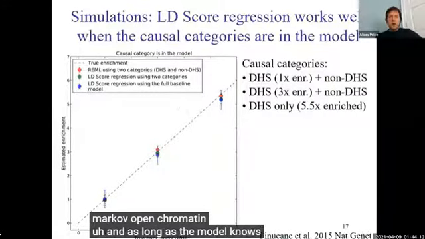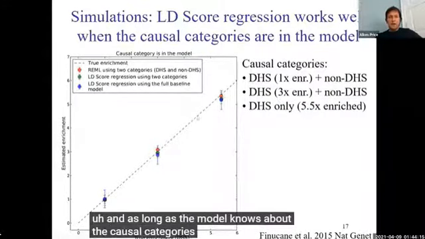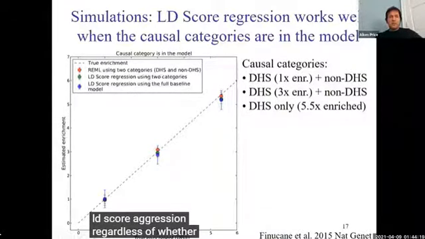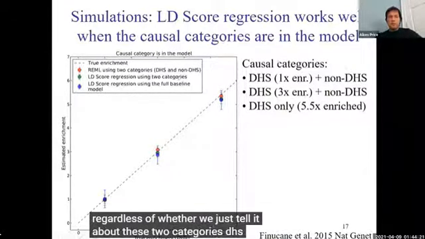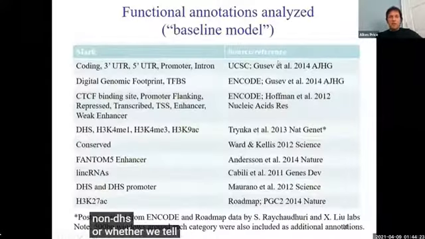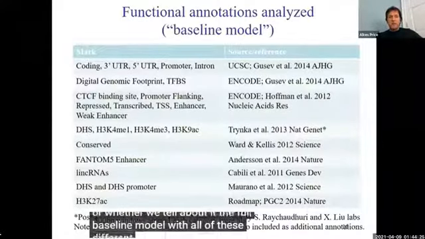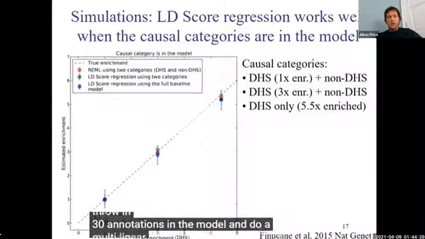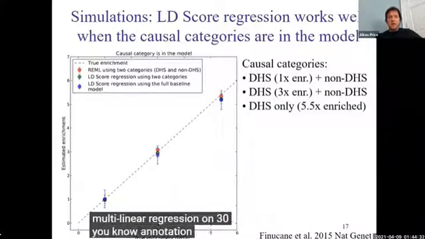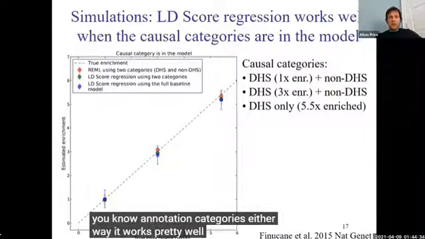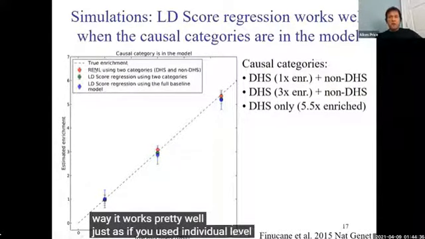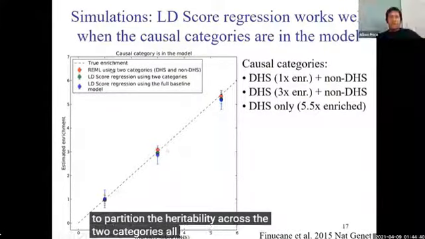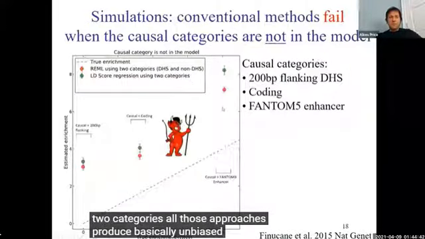As long as the model knows about the causal categories, it should come as no surprise that LD score regression works, regardless of whether we just tell it about these two categories, DHS and non-DHS, or whether we give it the full baseline model with all of these different annotations. You could throw in 30 annotations and do a multilinear regression on 30 annotation categories. Either way, it works pretty well, just as if you used individual level data REML methods to partition the heritability across the two categories. All those approaches produce basically unbiased estimates.